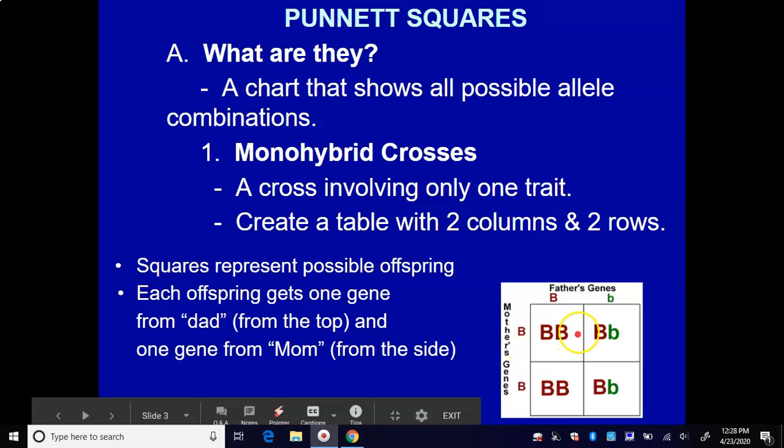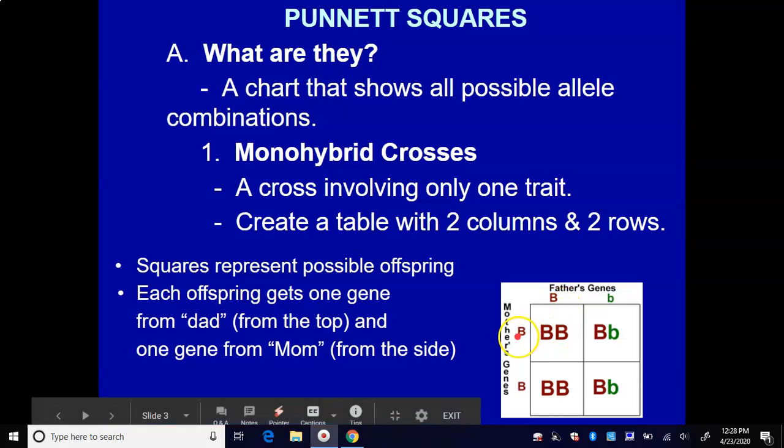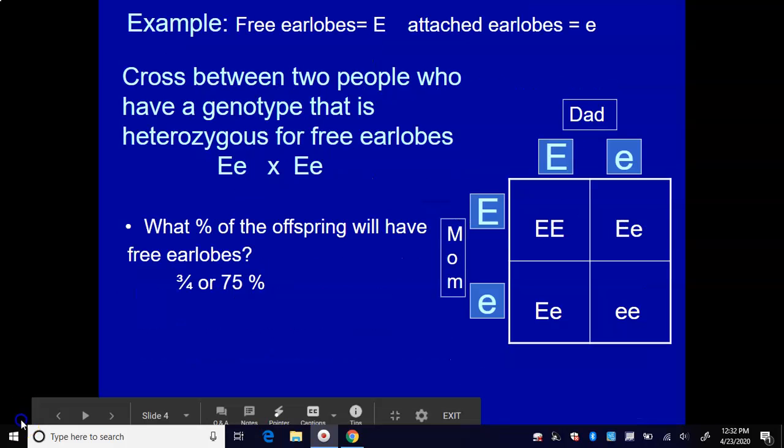What happens is when you bring down the gamete from the father and you bring over the gamete from the mother, this then would be the genotype of the child. Notice how they're always putting capitals before lowercases to show the law of dominance.